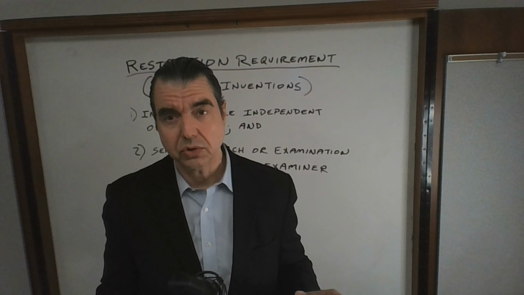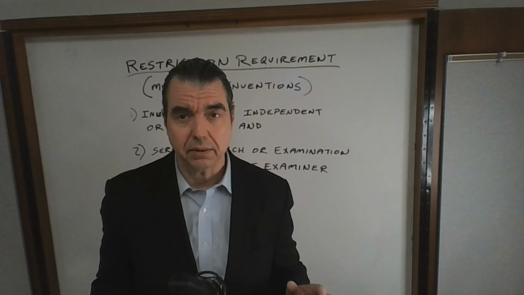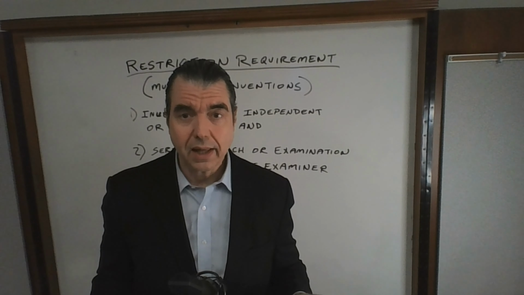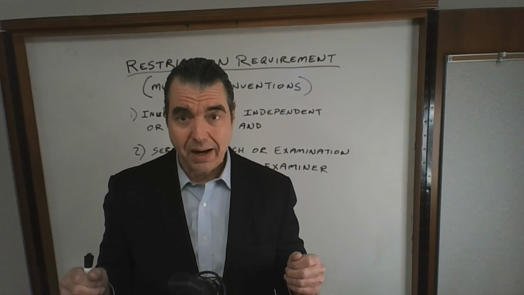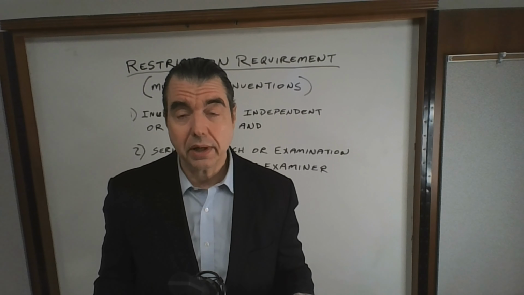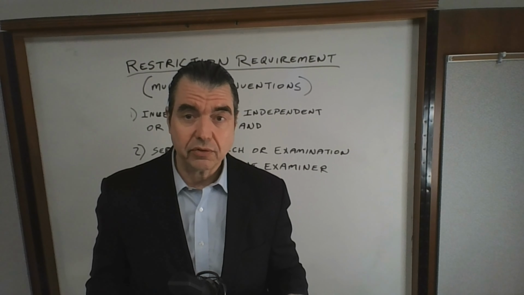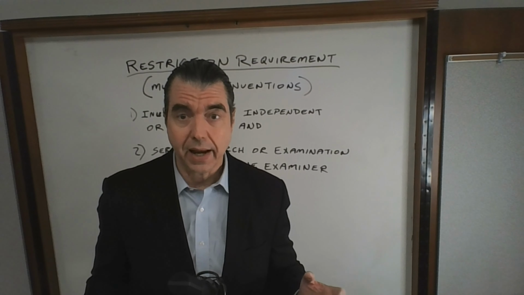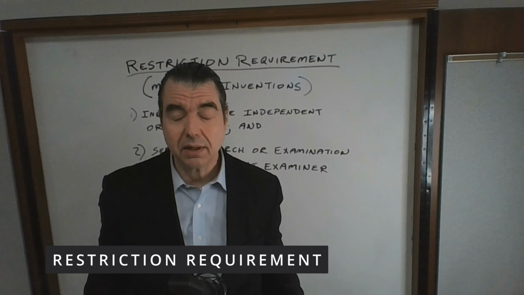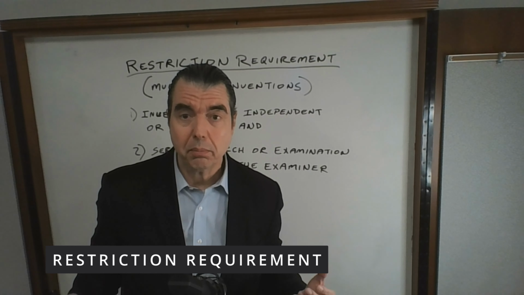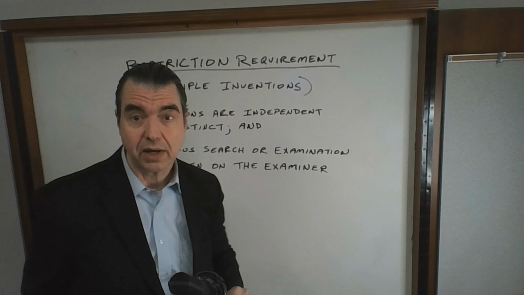The first approach is to try to claim those multiple inventions in the same application. Now, if you do that, more likely than not, what's going to happen is the patent examiner, upon receiving that application, is going to look at those claims, see that they are different inventions, and issue an office action to you, which includes what's called a restriction requirement. A restriction requirement means that the USPTO patent examiner made a determination that your patent application includes multiple inventions.